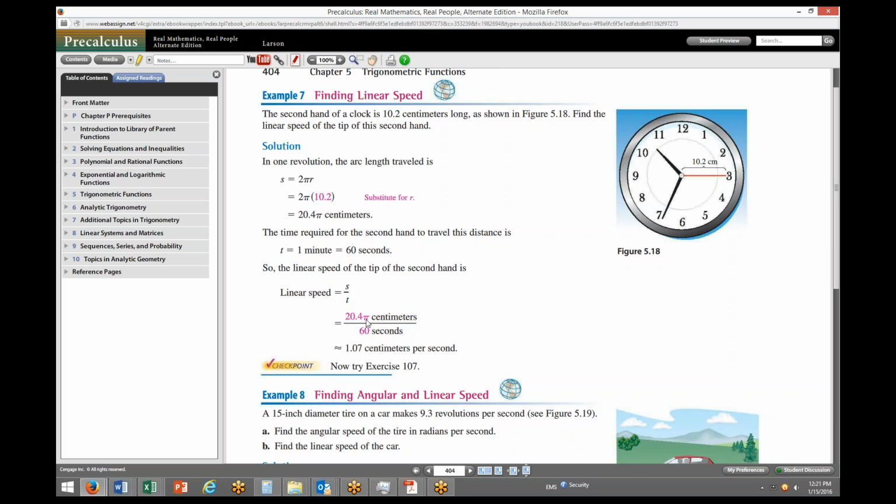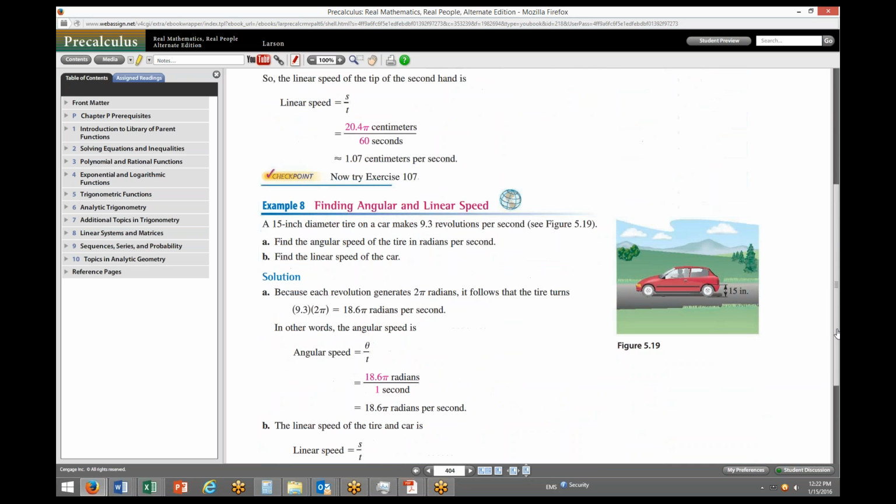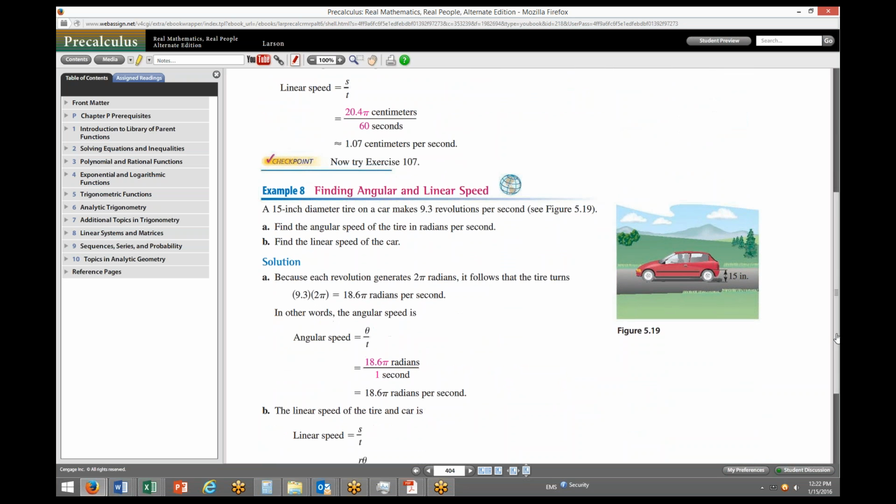So it's 20.4 pi centimeters divided by 60 seconds. And converting the pi using your calculator, don't use 3.14, please. WebAssign will mark you wrong if you round pi off to 3.14. That's a useful approximation for, shall we say, lower level math classes, but not for this course. So 20.4 pi divided by 60 rounds off to 2 decimal places as being 1.07 centimeters per second.